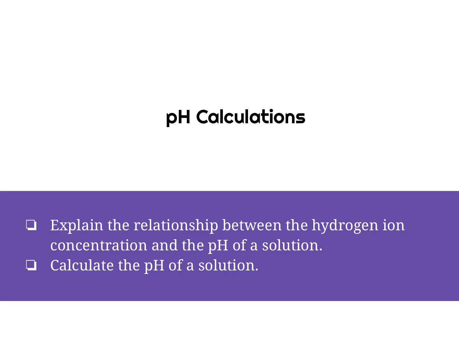In this video, we're going to look at how we calculate our pH, our pOH, our H+ concentration, and our OH concentration. Our goals are to explain the relationship between the hydrogen ion concentration and the pH of a solution, and then calculate the pH of a solution.